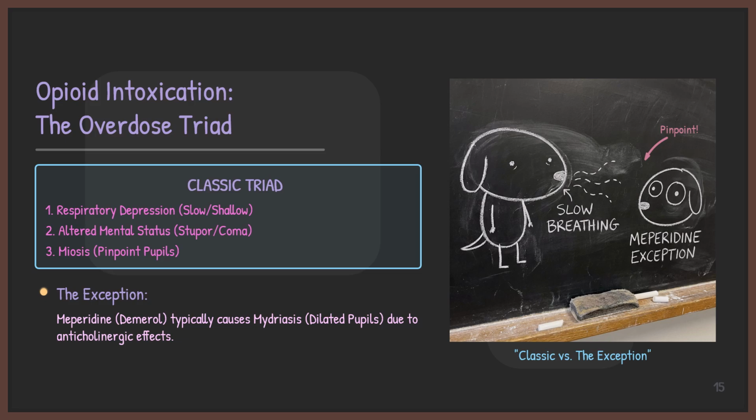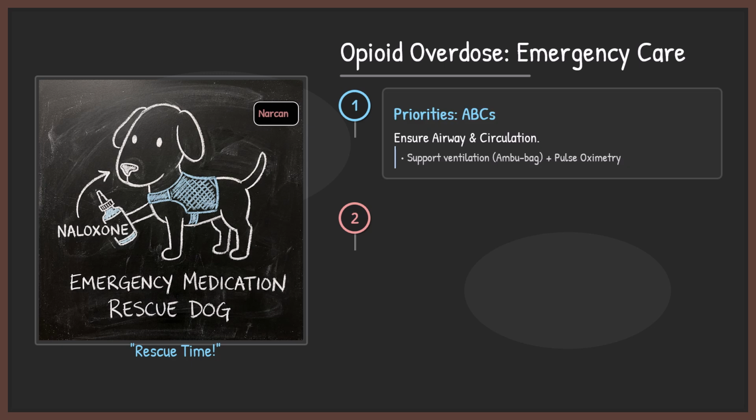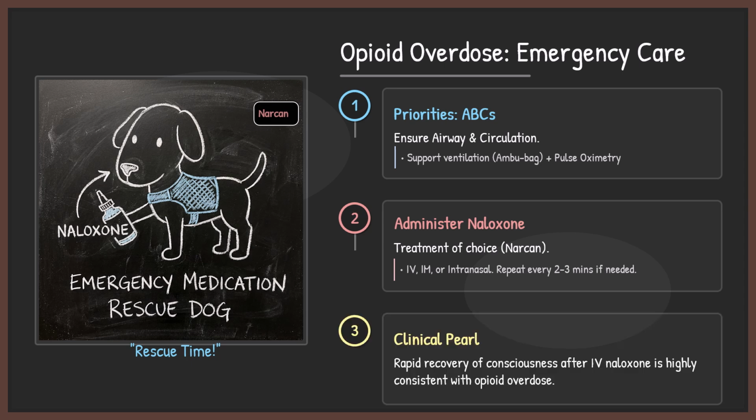You also have to know how to treat opioid overdose because it is a medical emergency. Prioritize the ABCs just like all the other CNS depressants. And then you want to administer naloxone. Naloxone will always be the answer. It can either go IV, IM, or intranasal. And rapid recovery often happens once the naloxone is given.